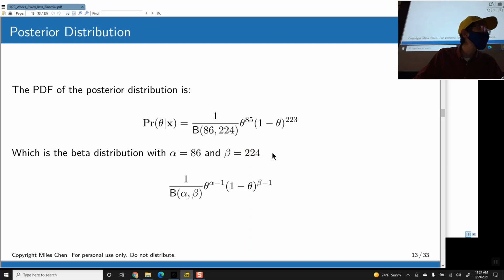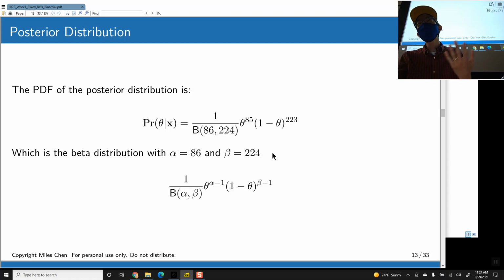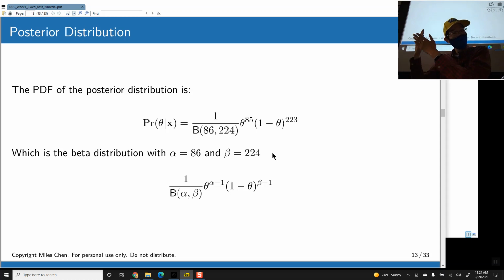So this is supposed to be exciting. But I just want to make sure that we were able to follow along with the steps of including the 5 hits and the 10 at-bats. Where did those numbers go when we included them with our prior distribution of 81 and 219? Okay, so this is my posterior distribution.